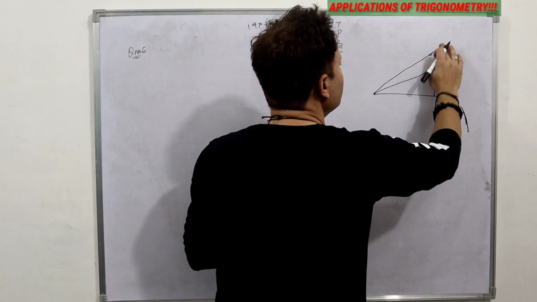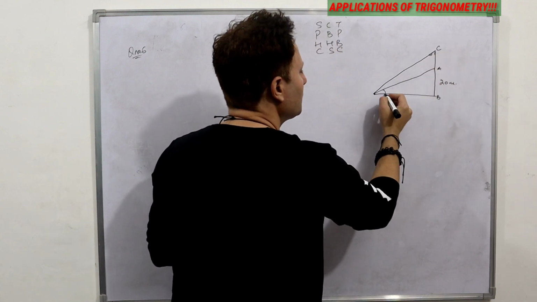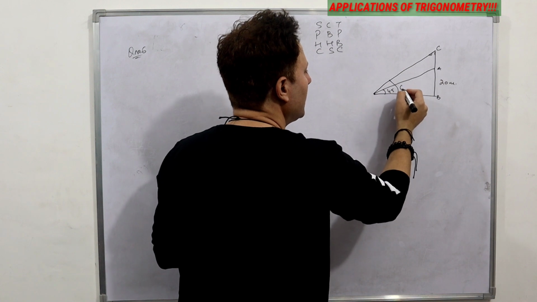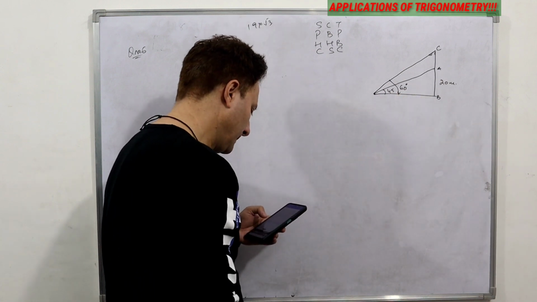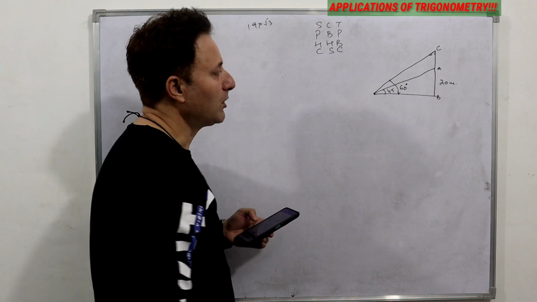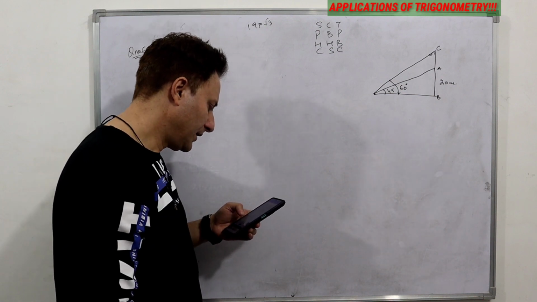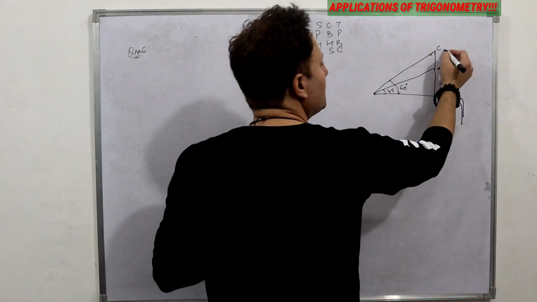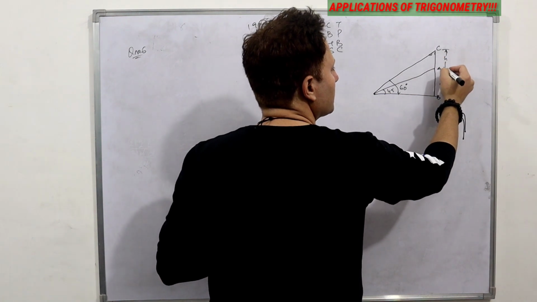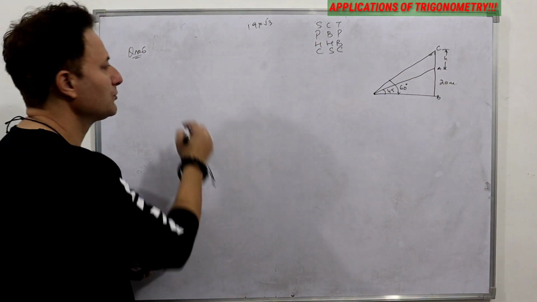So what are the angles? One is 45 and then we have 60. So bottom and top, absolutely. Now what do we have to find? Find the height of the tower. So we need to find this h. Clear guys? So let us see.